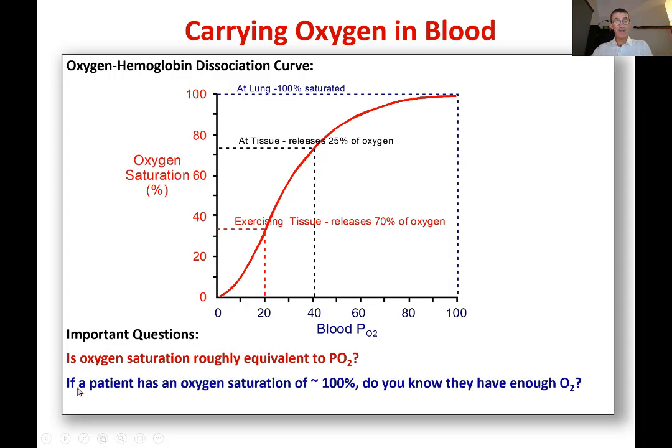Another is if a patient has an oxygen saturation of approximately 100%, so you put that device on their finger, it's telling you that their oxygen saturation is about 100%. Do you know that they have enough oxygen? The answer to both of those questions is no.